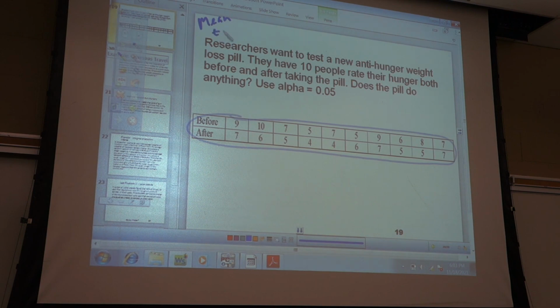T table. What's my degrees of freedom then? Yeah, there's 10 of them, so 9. Degrees of freedom is 9. Good. Is it a hypothesis test or confidence interval?